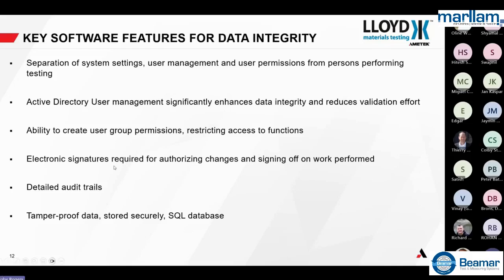The next part is electronic signatures. We'll look at electronic signatures in a little bit more detail in a moment, but those are required in a software for authorizing changes and signing off on any work that's performed. Once we've done all of that work, then we need to have a detailed audit trail. And again, we'll look at more detail at an audit trail, but it's going to contain information on changes to the system, i.e. a log of any users that are added or removed, any changes to permissions, through to test method approvals and logs of any work that's been performed.